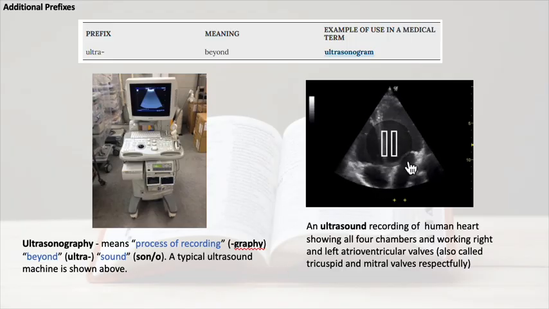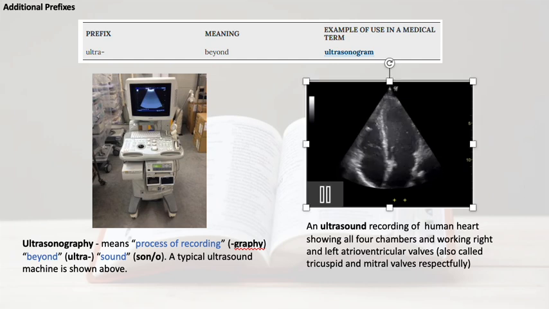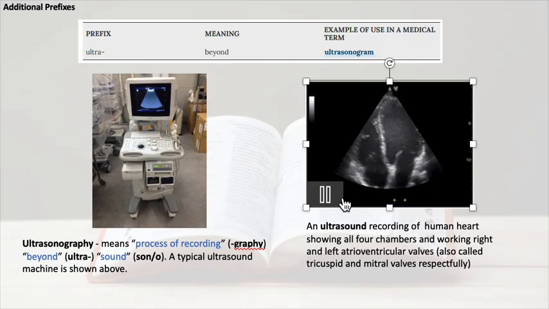In this example, we can actually see the movement. This shows an ultrasound recording of the human heart. I'm going to press play here. This is showing an ultrasound recording of the human heart. We can see all 4 chambers of the heart.